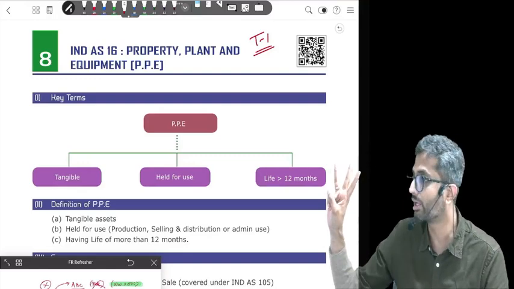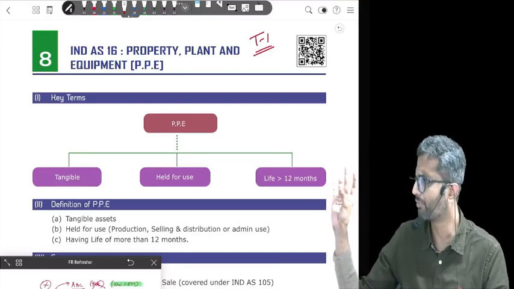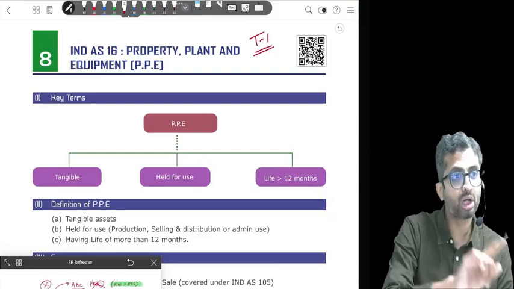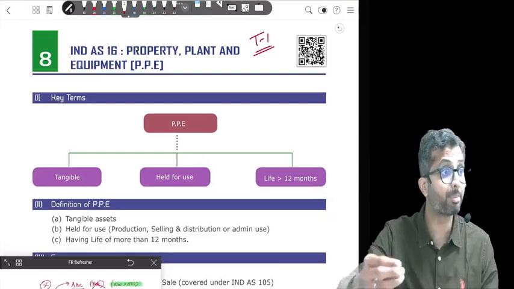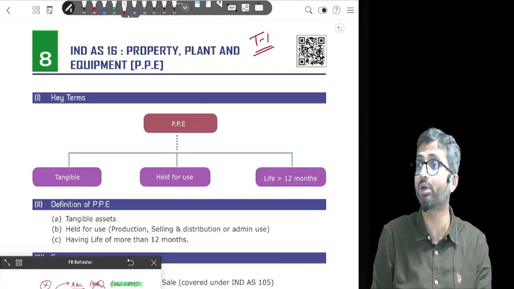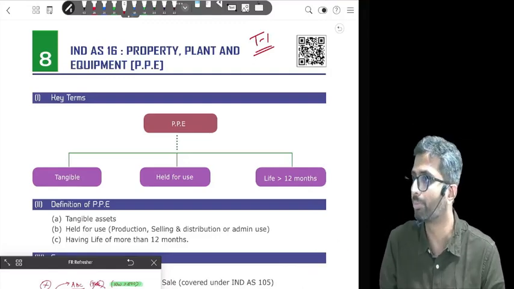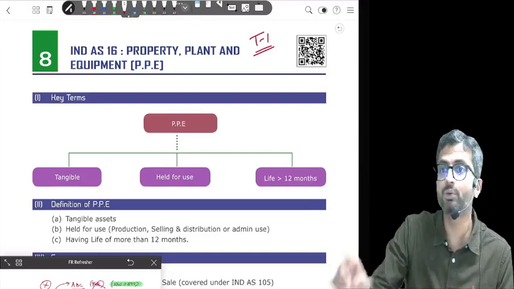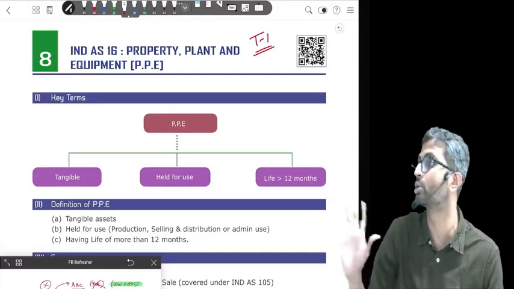Does it meet the 3 criteria? Tangible, life of more than 12 months, held for use. Don't confuse use with sale. There may be pollution control equipment. You might be an environmentally conscious company that wants to cut down pollution, so you have installed some equipment. That does not generate any further revenue. So be it. Don't confuse revenue and use. Revenue is different, use is different.